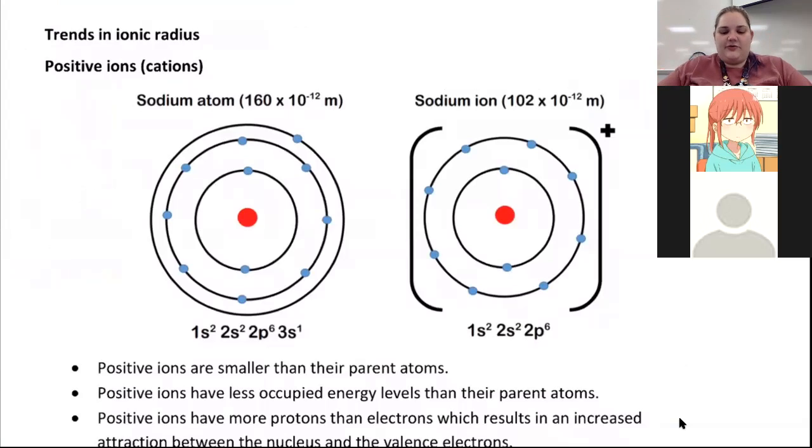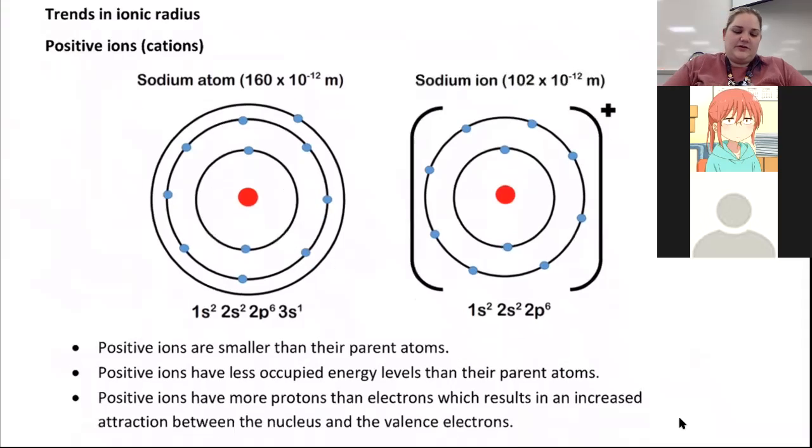So for positive ions, remember positive ions are also called cations. And these are going to be our metals. Remember, metals are the ones that form cations because they are the ones that lose their valence electrons.